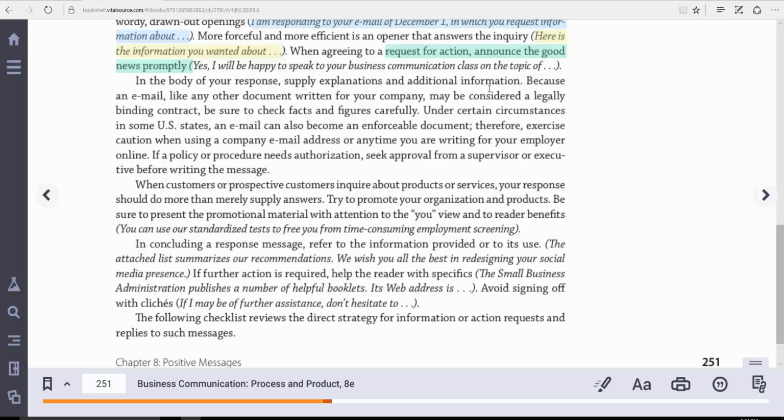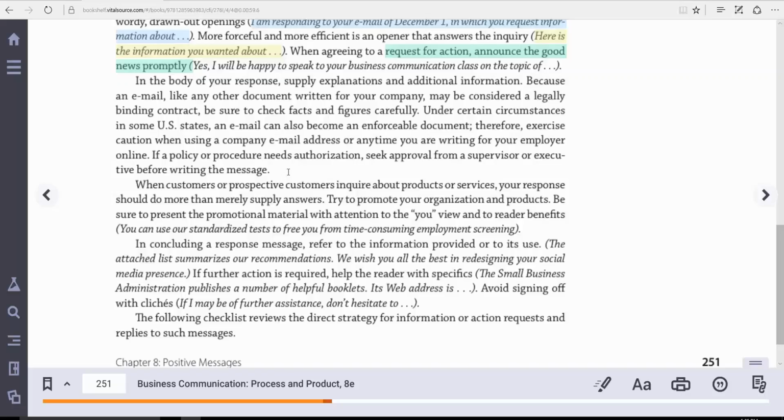supply explanations and additional information, because an email, like any other document written for your company, may be considered a legally binding contract. Be sure to check facts and figures carefully. Under certain circumstances, in some United States, an email can also become an enforceable document. Therefore, exercise caution when using a company email address or anytime you're writing for your employer online. If a policy or procedure needs authorization, seek approval from a supervisor or executive before writing the message.